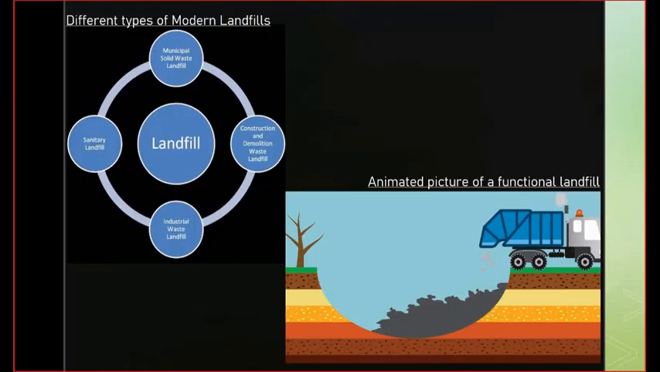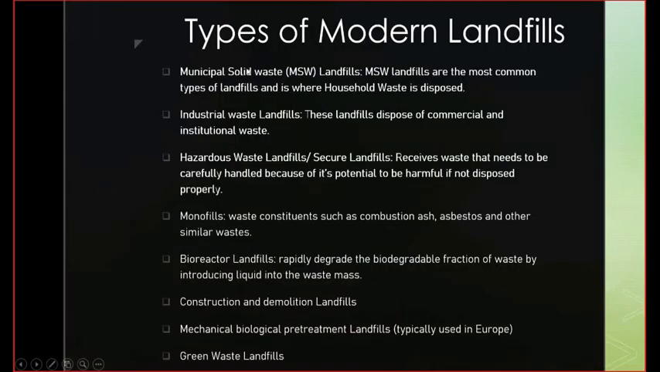Here we see two pictures. One of them states the different types of landfills, and another is just an animated picture of functional landfills. Next come the types of modern landfills. The first type is municipal solid waste landfills, which is the most common one, where we dispose of all household waste and different types of domestic waste. Then come the industrial waste landfills. These landfills dispose of commercial and institutional waste.